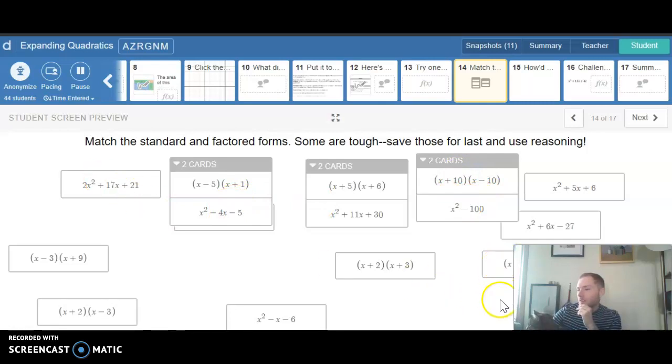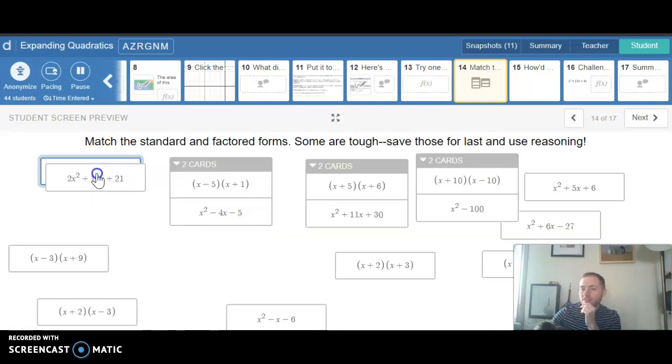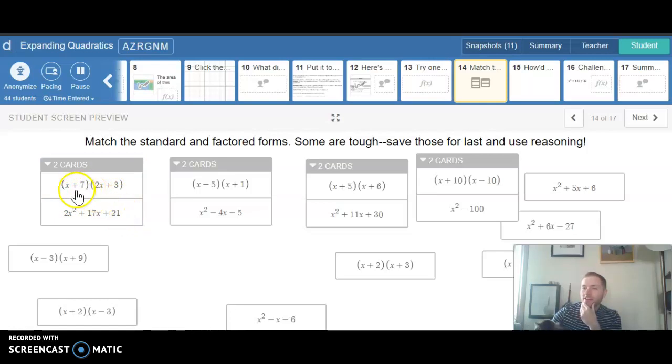Kind of similarly with this one. Where's it at? Bet it's hidden right here. Yeah, this one. This one has a 2x in front that none of the others have. 7 times 3 is still 21, but 7 plus 3 isn't 17. But if we back up a little bit and do it the way we started off, x times 2x is 2x squared, x times 3 is 3x, 7 times 2x is 14x, so 3x plus 14x is 17x, and then 7 times 3 is 21.